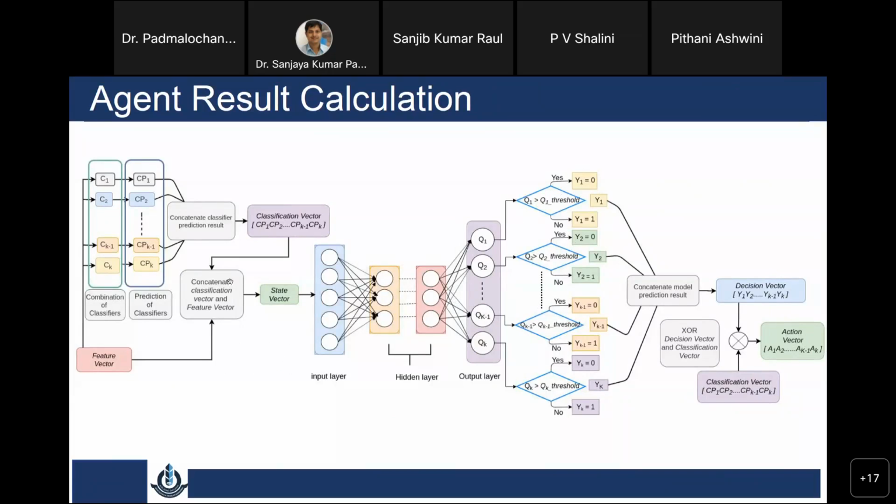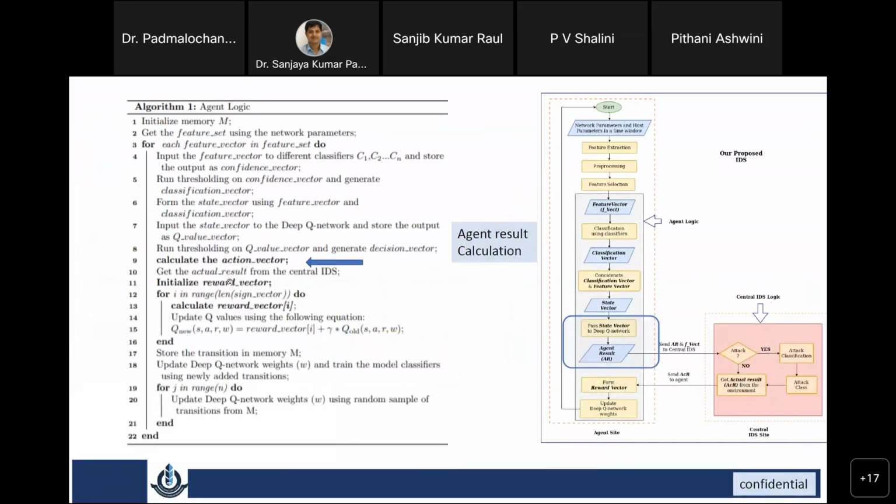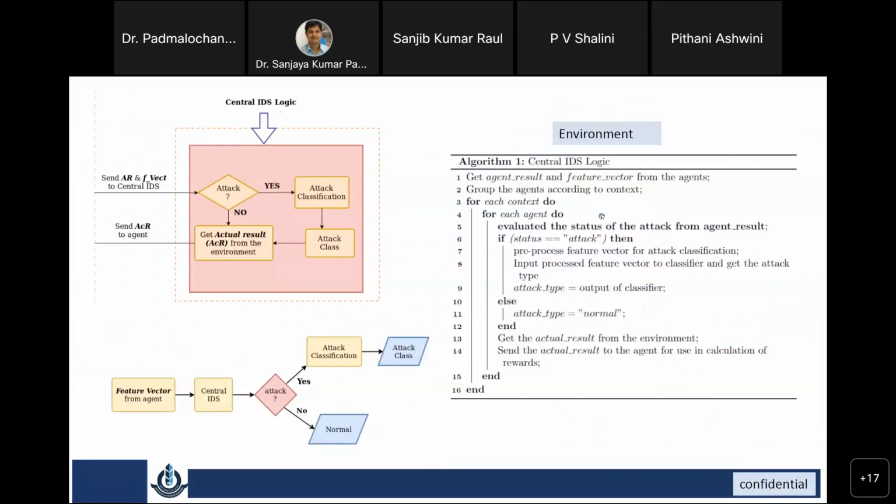Yeah, and this is the central IDS part. It gets the agent results and feature vectors, and it groups the agents according to the context in which they are being used, whether it is a banking network, an institute network, or a DRDO network, and what type of packets come.